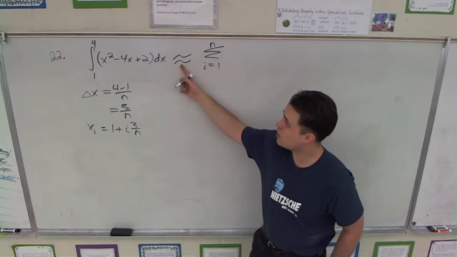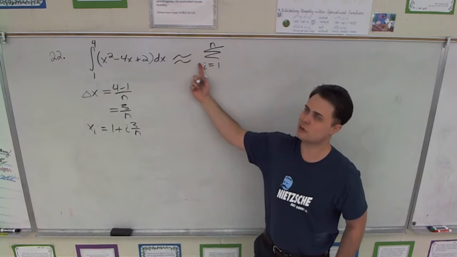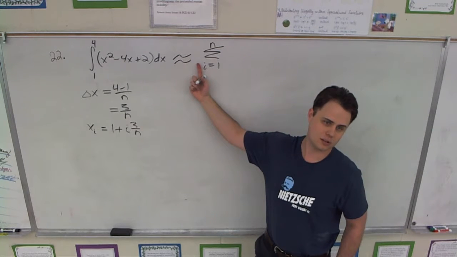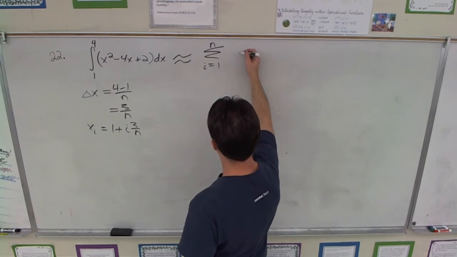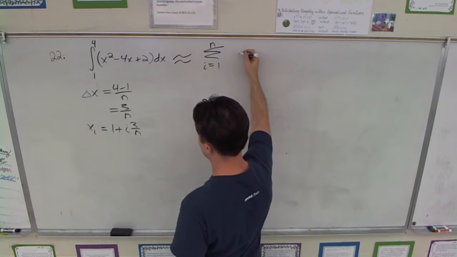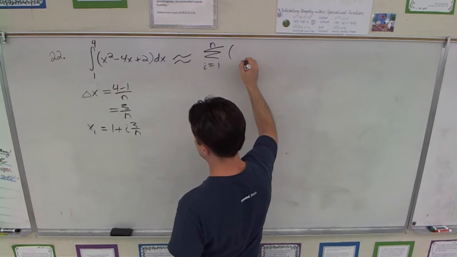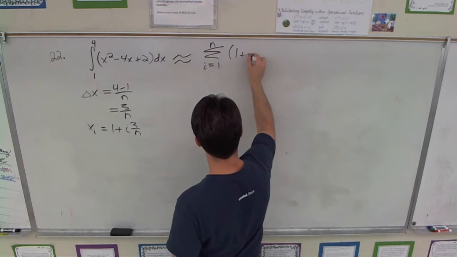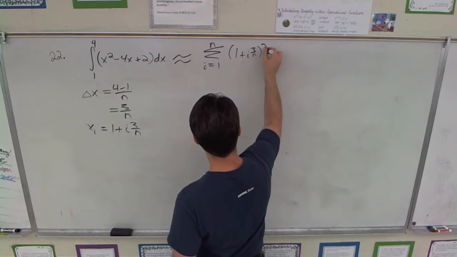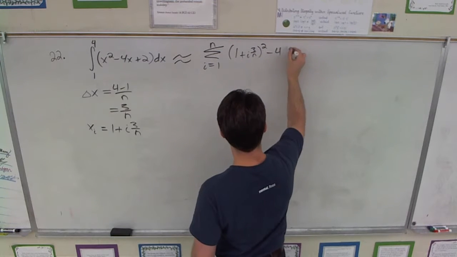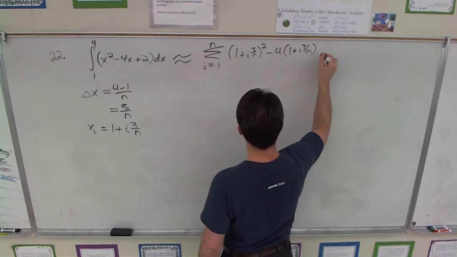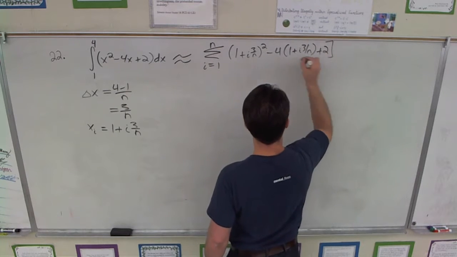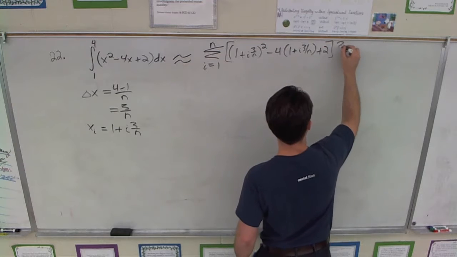And if we don't want the approximate, we can just put equals and put what in front? The limit. We'll just do that later. So, it doesn't really matter. All right. So, I'm going to have x squared, which is going to be this stuff squared. That's going to be a little bit of a pain. Minus 4 of that stuff. Plus 2. And that's all got to be multiplied by 3 over n.